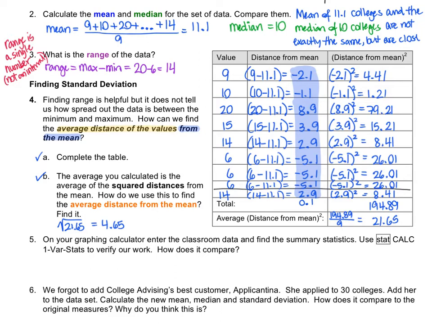Now, on our graphing calculator, let's enter, and we can do this on Staplet also, but for right now, if you have your graphing calculator, enter the classroom data, which means the original values, and you're going to follow the steps that I'm going to write down for you. So you're going to use one variable statistics under the stat button, and you're going to find the mean, median, and the standard deviation. So let's write down the steps for you.